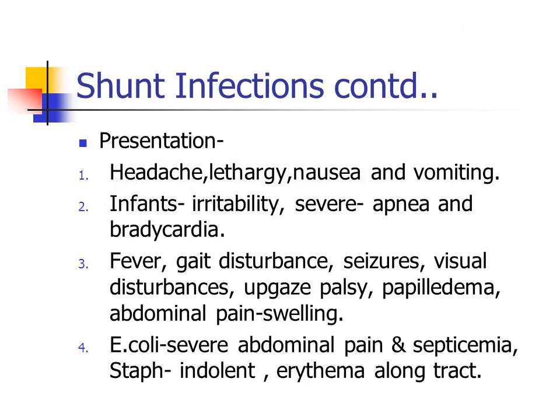Shunt infections. Presentation: headache, lethargy, nausea and vomiting. Infant's irritability, severe apnea and bradycardia. Fever, gait disturbance, seizures, visual disturbances, upgaze palsy, papilledema, abdominal pain, swelling. E. coli: severe abdominal pain and septicemia. Staph: indolent, erythema along tract.